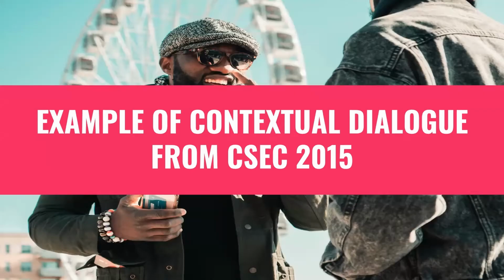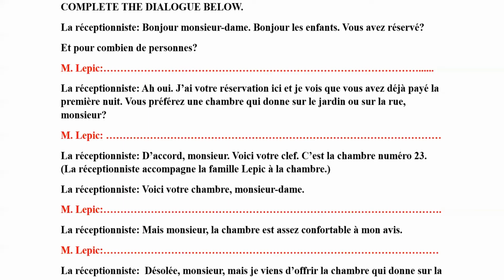Example of contextual dialogue from CSEC 2015. So this is what the contextual dialogue from the 2015 past paper looks like. As you can see, the parts for Monsieur Le Pic are blank, right? We only have the things that the receptionist says in the dialogue. So we are going to read the entire dialogue before attempting to give any responses. As I mentioned earlier, this is very important and you're going to see why.